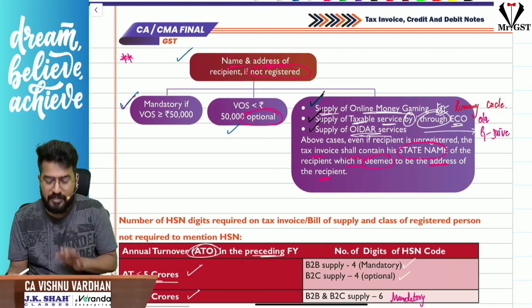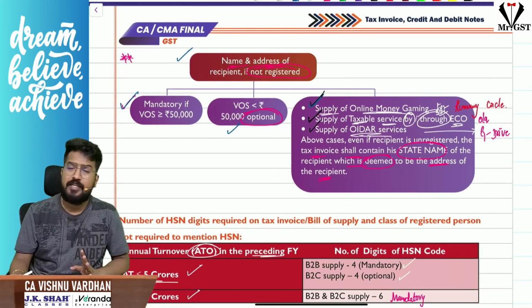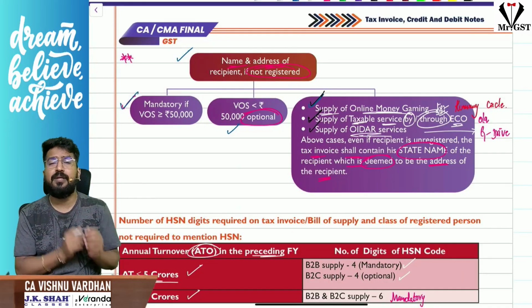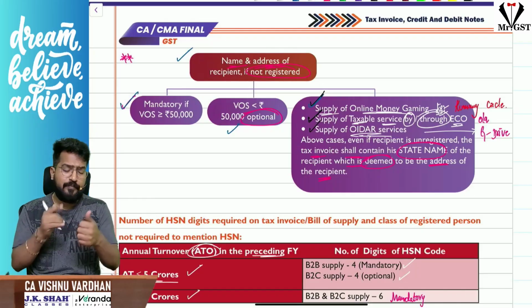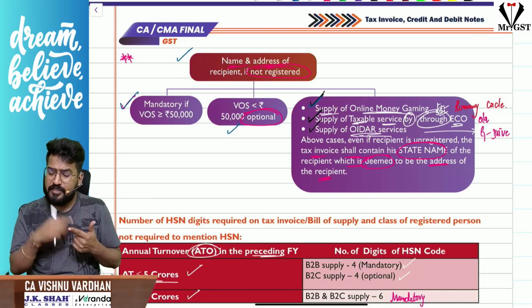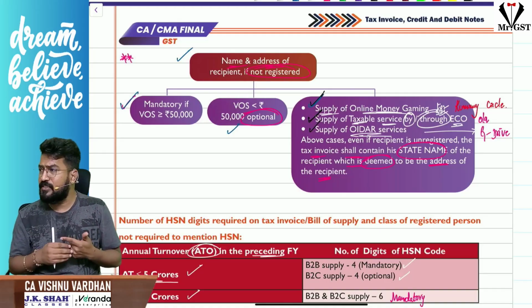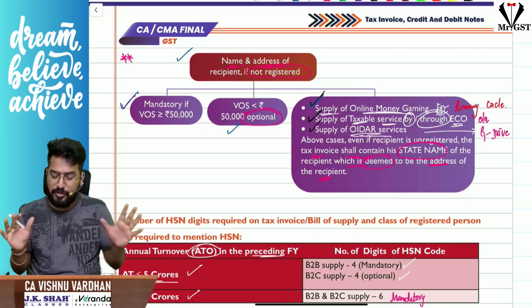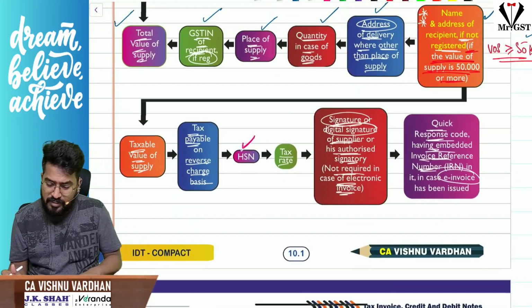So I repeat, sir, the name and address of the recipient, if not registered, is required only if the value of supply is greater than or equal to 50,000. But even though it is less than 50,000, if the supply is online money gaming, or made by or through an e-commerce operator, or OIDAR services, then definitely the name and address of the recipient should be there in the invoice. Okay, that is with respect to name and address.